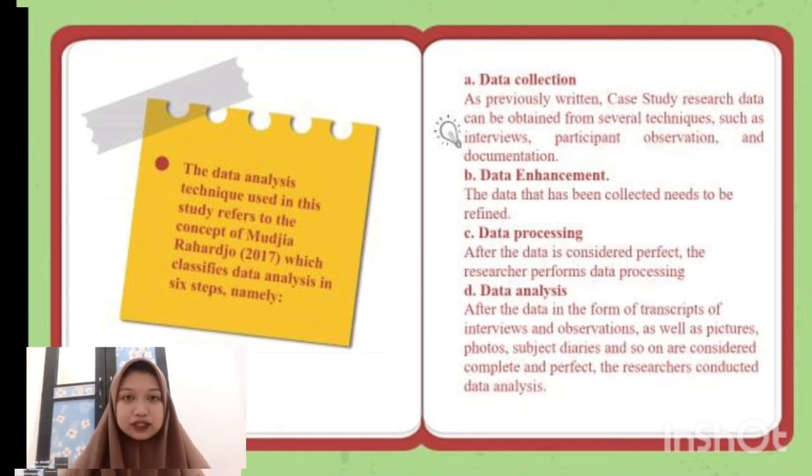The third is data processing. After the data is considered perfect, the researcher performs data processing, namely checking the correctness of the data, copying the data, carrying out coding, classifying the data, and correcting unclear interview answers. This step is done to facilitate the analysis stage.